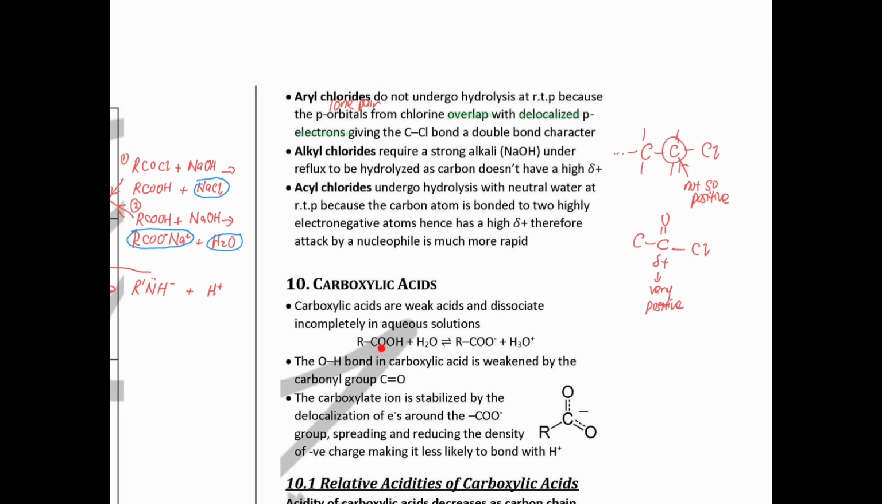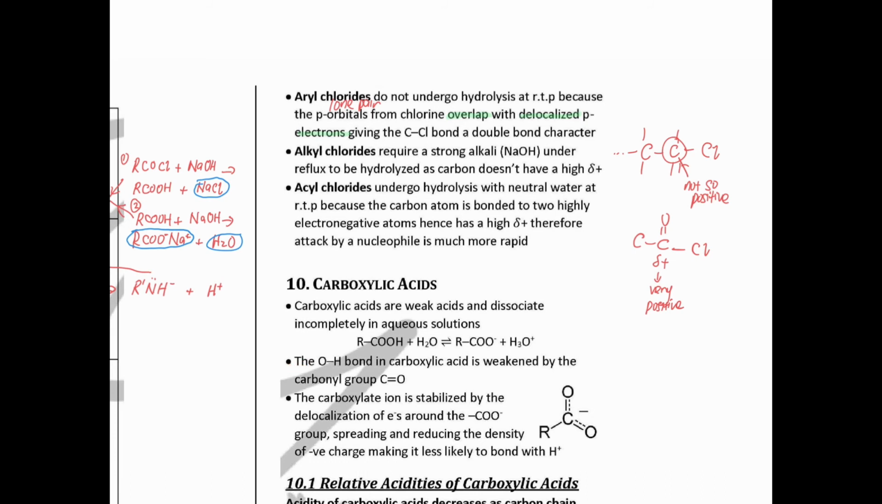Carboxylic acid dissolves in water and dissociates to form the anion and the hydroxonium ions. So this is the carboxylic ion, this is the hydroxonium ion. So they form a weak acid. Of course, the acid strength is better than phenol. Okay, it's better than phenol.